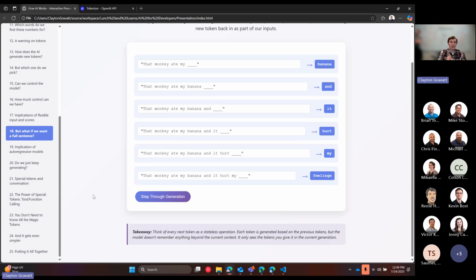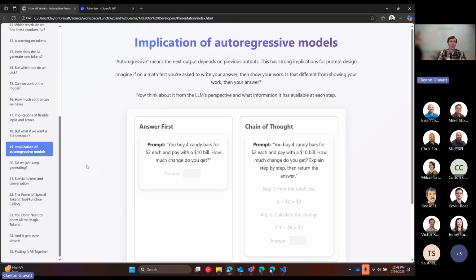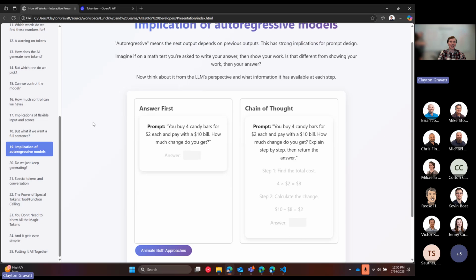That's a very important implication of these autoregressive models. Autoregressive just means the next output depends on previous outputs, and we keep feeding the thing back in. It has an implication for prompt design and how you ask it to answer questions. So imagine on a math test you're asked to write your answer and then write your work that went to that answer. Is that different from being asked to write your work towards the answer and then write your answer afterwards? Do you think it is? What do you think, Wendy? Yes, a series of calculations to get to your answer.